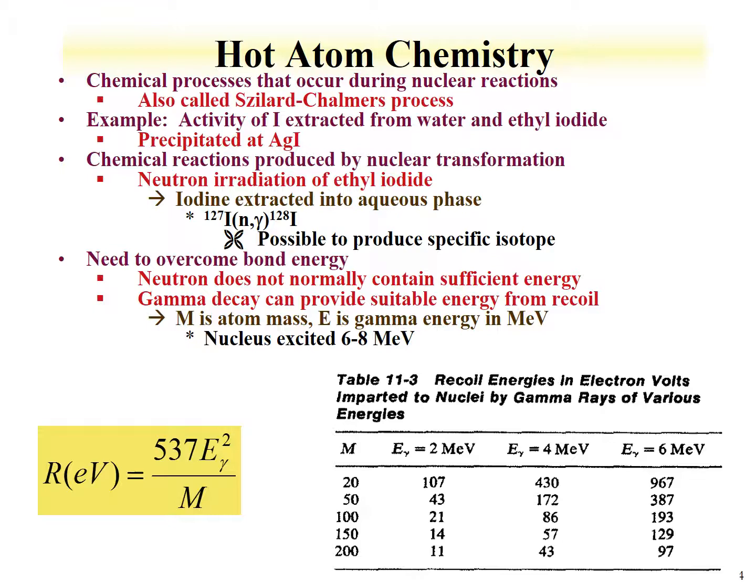However, from a nuclear reaction you can get gamma decay. The recoil energy from the gamma decay can be calculated here with this equation. And if we look here at the table that's taken from Nuclear and Radiochemistry, we get the recoil energies in electron volts imparted to nuclei by different gamma energies for different masses. And remembering that we don't need that much energy, depending upon the gamma energy, to achieve a breaking of a chemical bond, since chemical bonds are only on the order of tens of electron volts.